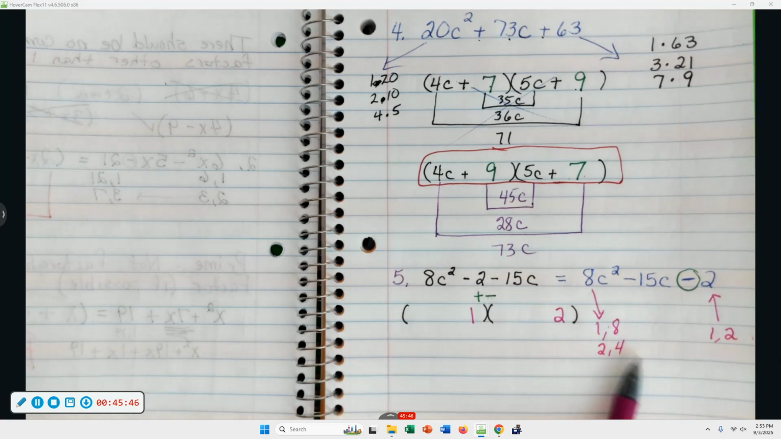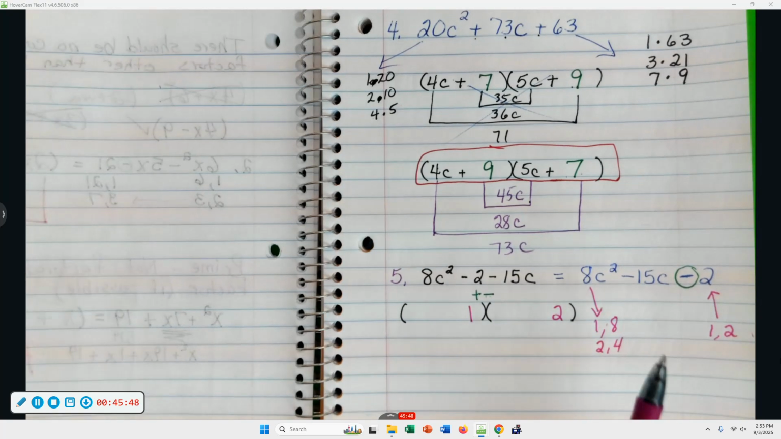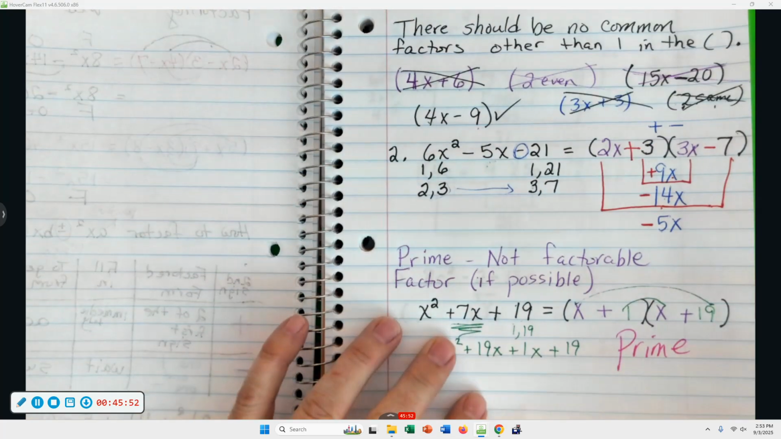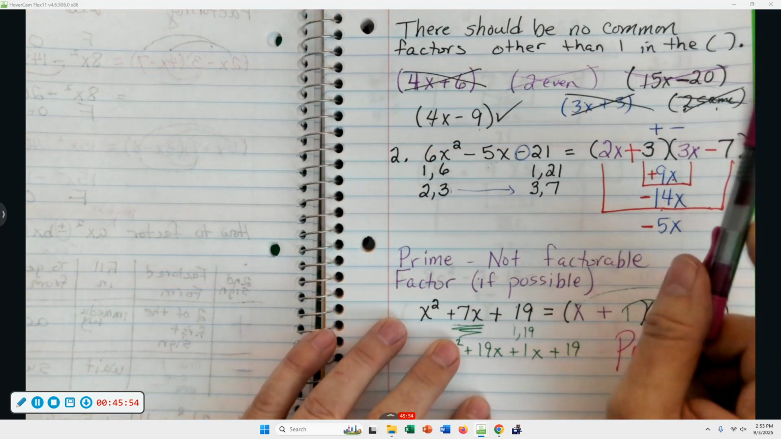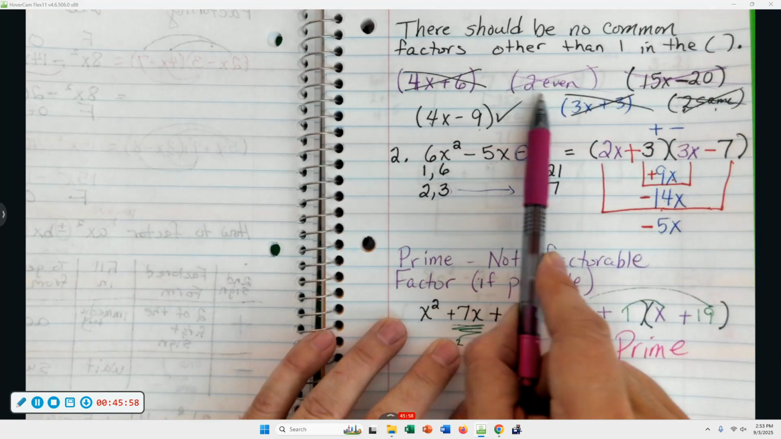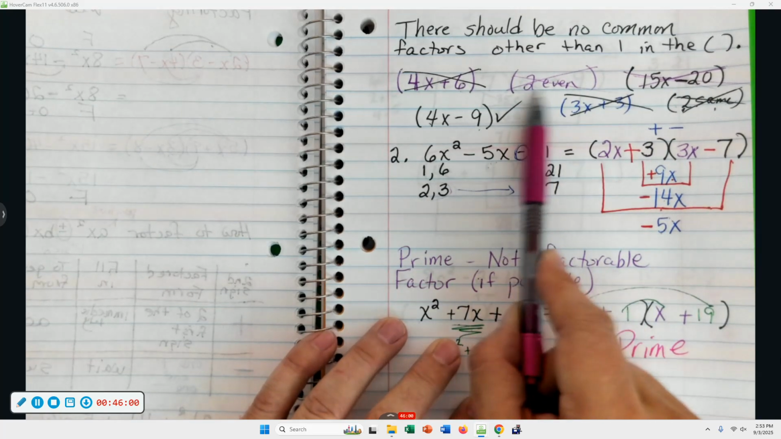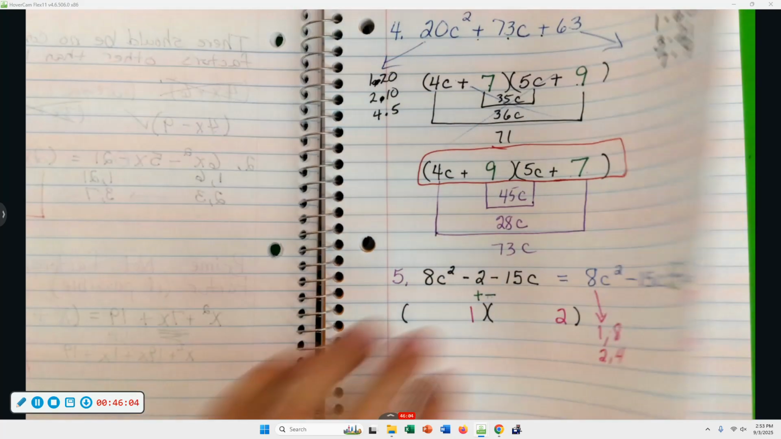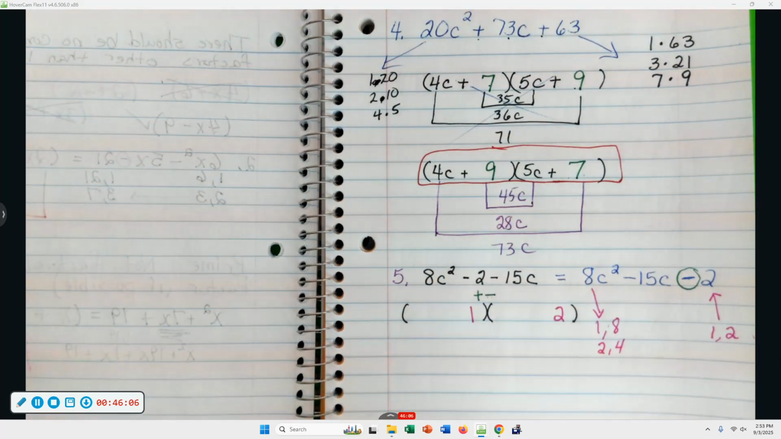Oh, wow. This problem is tailor-made for my little rule that I made up right here. There should be no common factors other than 1. In other words, can you have 2 even numbers in a set of parentheses? Say no. No. No. So with that in mind, oh wow, this is a great problem.